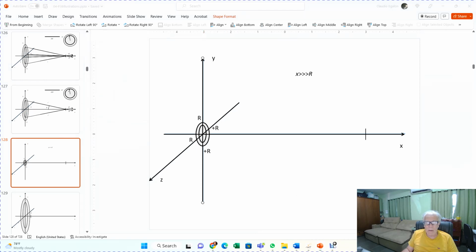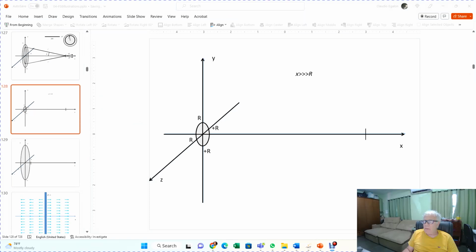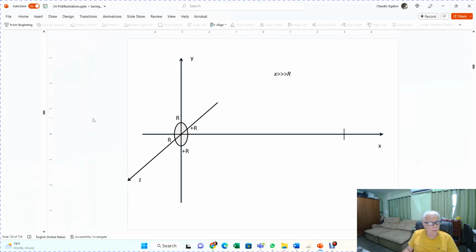That's how the disk looks when its radius is much smaller than the distance. Here in this illustration, you see the disk without the infinitesimal ring. As the distance becomes larger and larger, the disk starts to look like a point charge.